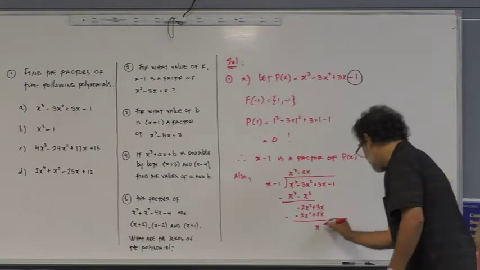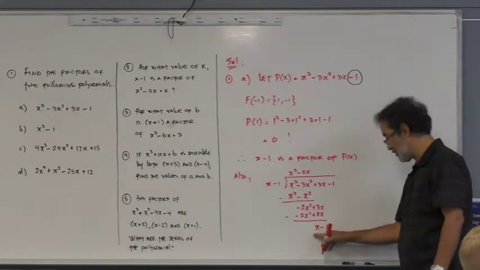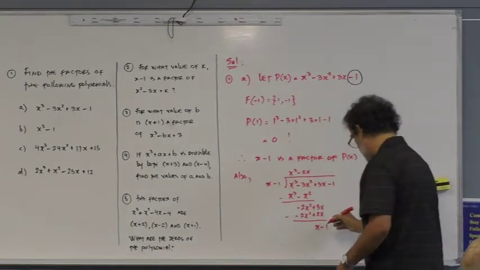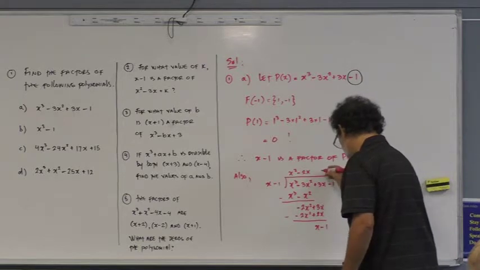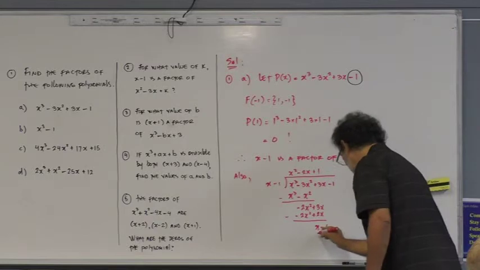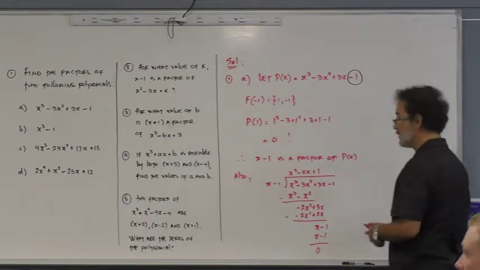Bring the next one down. You can see that up to here, the remainder is equal to the divisor, so the answer for the remainder is going to be 0. So it's 1, and then we put x minus 1, remainder 0. Done.